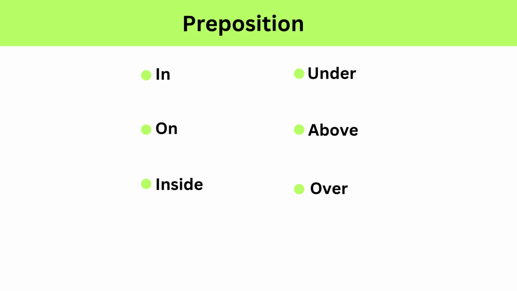Hi, today's topic is prepositions. We are going to understand prepositions for object relationship by covering six prepositions: in, on, inside, under, above and over.